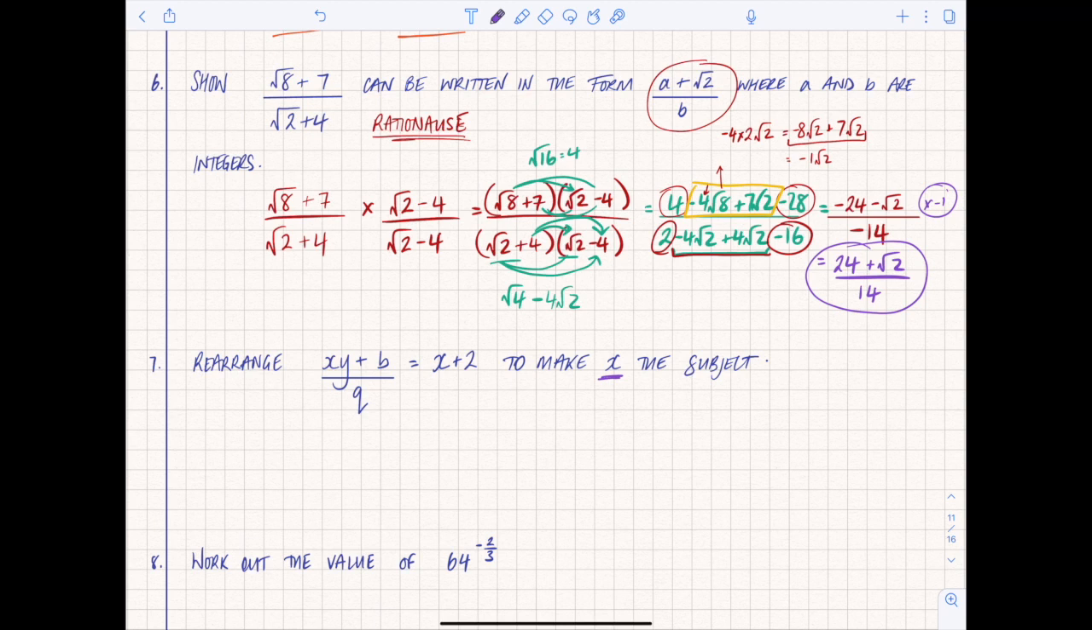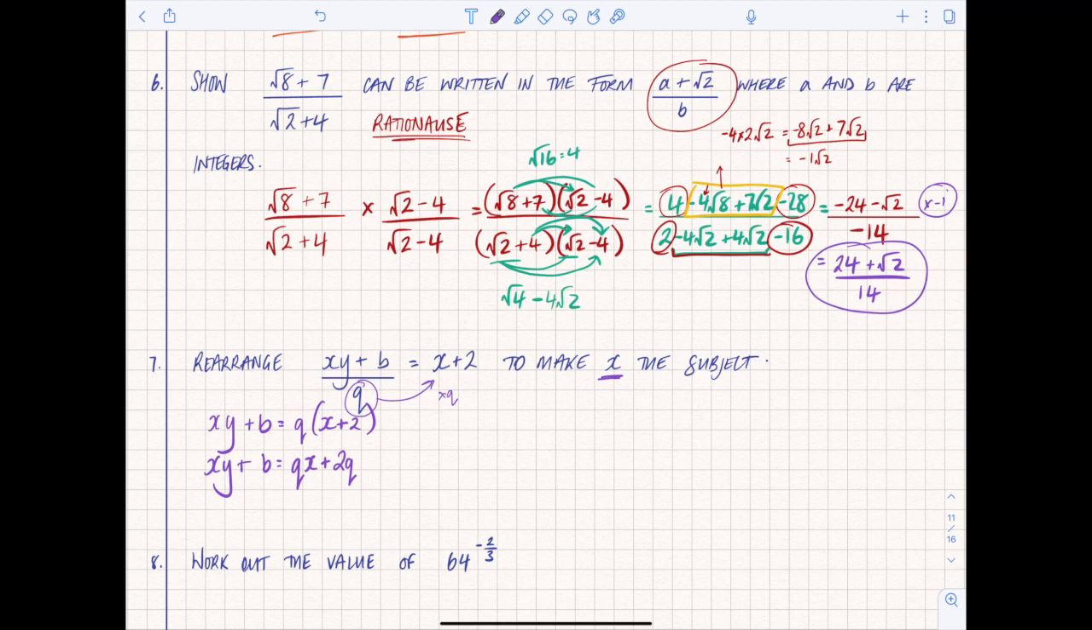So the first thing I'm going to do, going through my process as normal, is I need to get rid of this q. So I'm going to take it over here, and it's going to become a times by q. So therefore it becomes xy plus b is equal to q, and I'm multiplying q by x plus 2. Expand that out, so I end up with xy plus b is equal to qx plus 2q. Okay, so that's my first process.